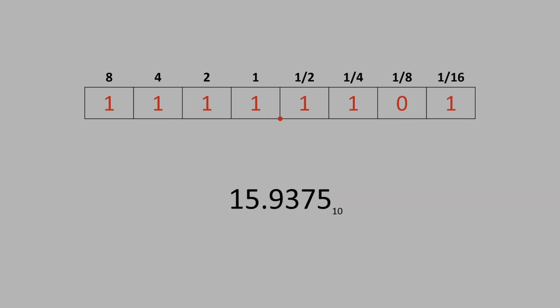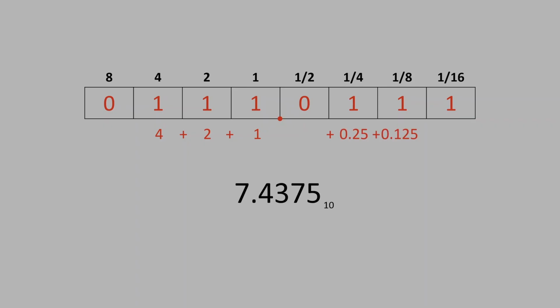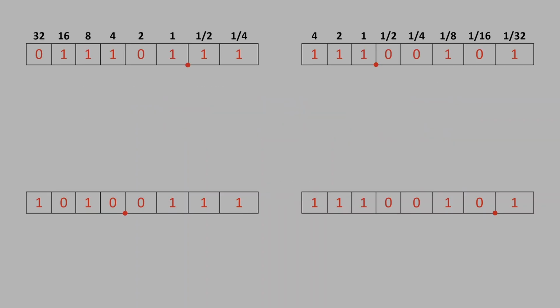Here we have a fixed point form binary number that represents the number 15.9375. To get there, all we need to do is add the 8, the 4, the 2 and the 1 together, and then the 1 over 2, 1 over 4 and 1 over 16. Add that all up and that gives you your number. Here's another. So we have 4 add 2 add 1, which gives us our 7, and then we're adding on the quarter, the 8th and the 16th, and that will give us 7.4375.